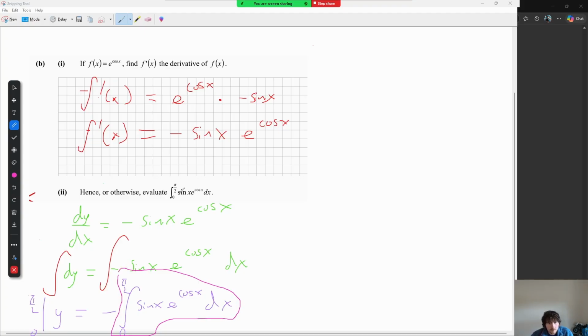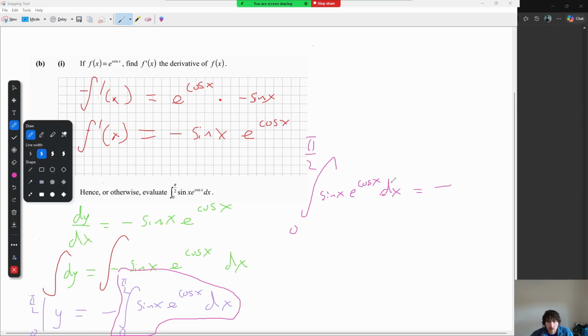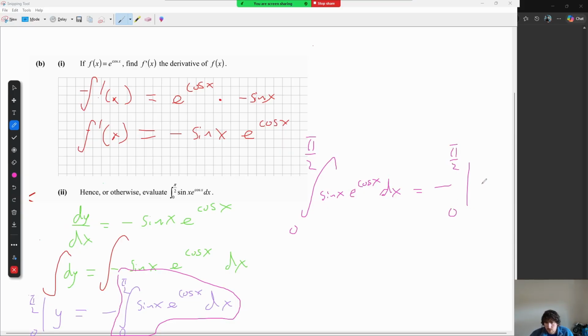Basically, this is minus it, so we can just multiply both sides by -1, and so we get the pink thing on its own, which is what we're after: the integral going from this to this, of sine x e^(cos x) dx, is equal to minus the straight line 0 to pi over 2 of y. And we know what y is. We can just put the y in. y is e to the cos x.